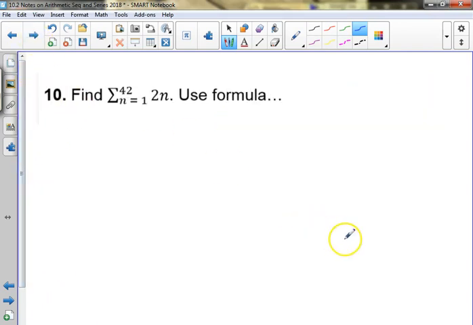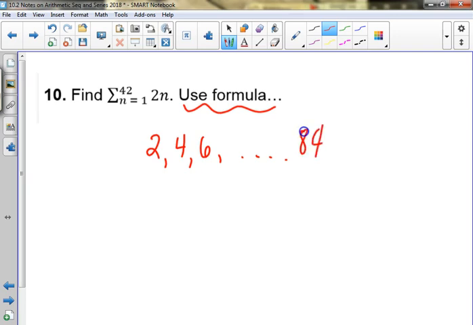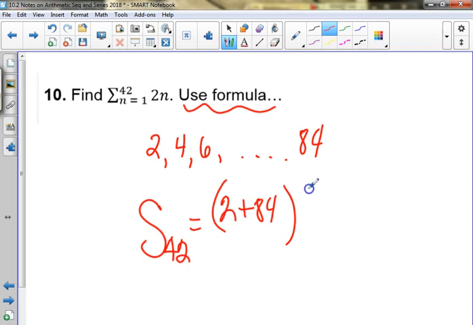So what if I didn't, well, this one says use the formula. If I put in a 1, I get out a 2. I put in a 2, I get out a 4. I put in a 3, I get out a 6. So what would the 42nd term be? I can put in a 42, right? The 42nd term would be 84. So now if I wanted, the sum of 42 should be the first one plus the last one. How many terms was it?